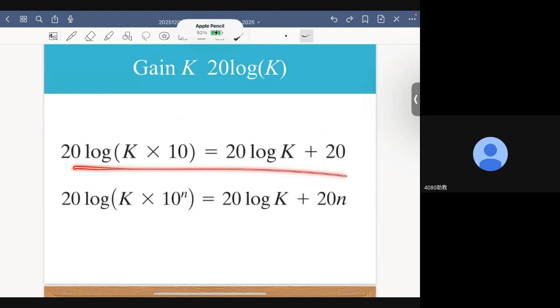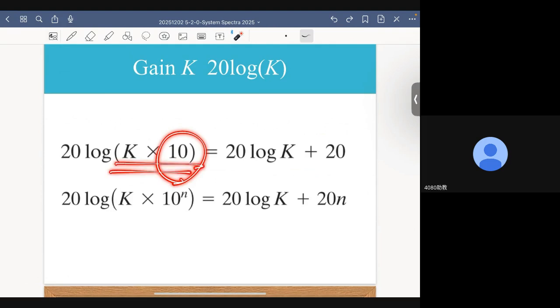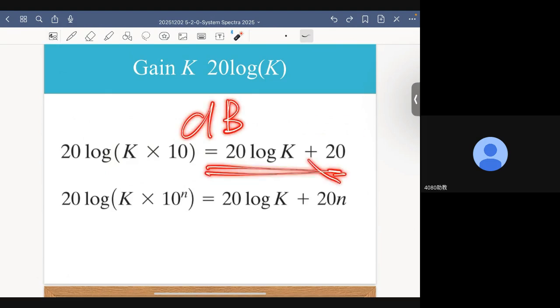This is the formula that I just wrote. I increase the value of K by 10. Then when it comes to the dB value, the dB value actually increases by 20.